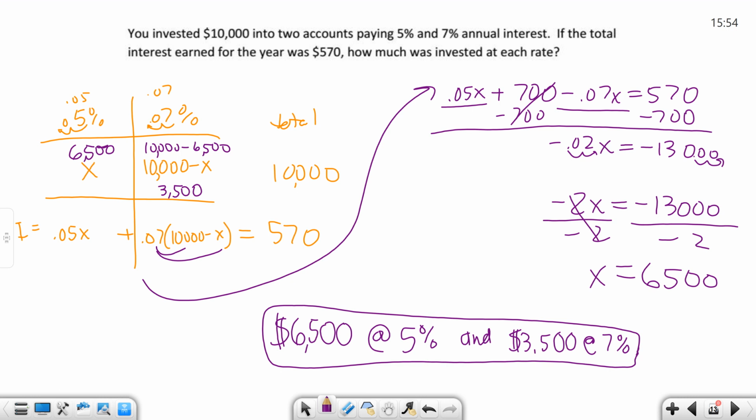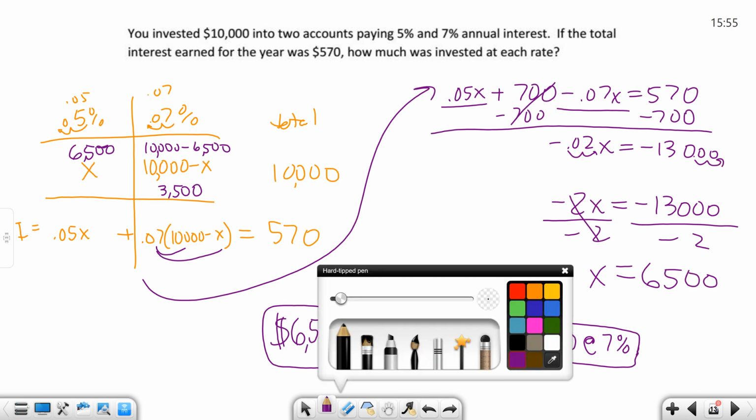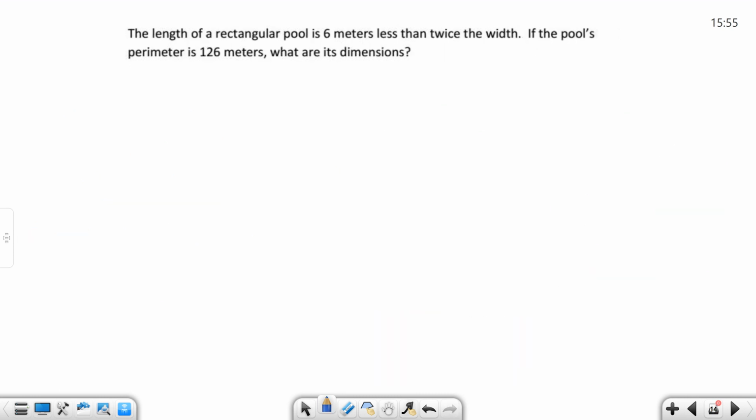So those are my two amounts and the percentages that correspond with them. You can't say 6,500 at 7% and 3,500 at 5%. That won't match up right. So the $6,500 is at 5%, and what you can do is multiply 6,500 times 0.05, 3,500 times 0.07, and then add those up, and they should be $570. Okay? But it's important there, the amount at the interest rate. Most likely that's how you'll have to answer it. That's how all the books that I've seen over my many decades of teaching and tutoring have done.